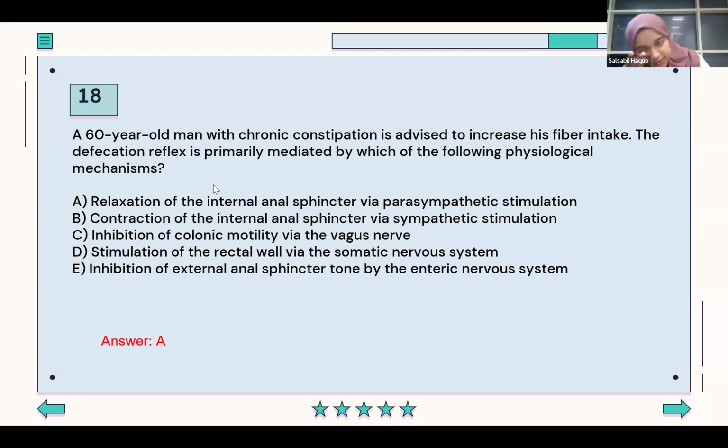So relaxation of the internal anal sphincter via parasympathetic stimulation, which makes sense because parasympathetic means rest and digest. It wants to relax all the sphincters, it wants to increase secretions, it wants the body to basically digest and work on the GI all the time. Whereas the sympathetic is like, we don't have time for GI, we need to fight or flight. So all the GI functions, secretions, sphincters, are all inhibited. All right. Yep, so you're right.